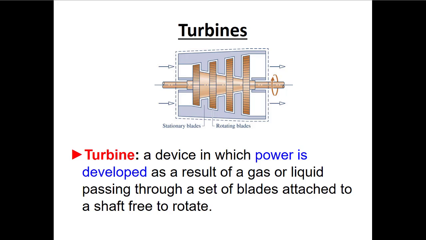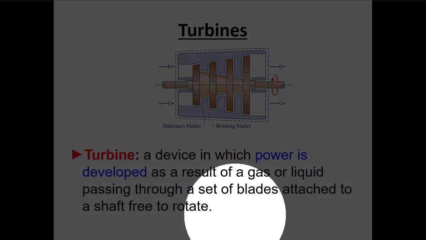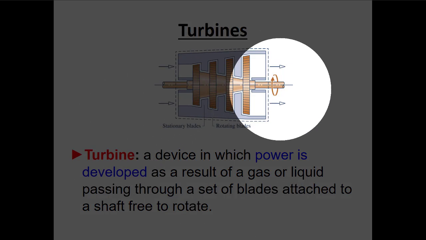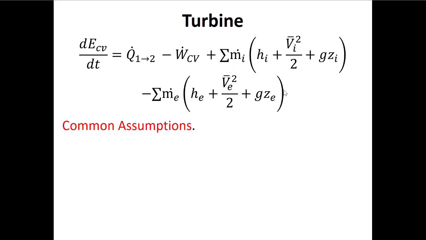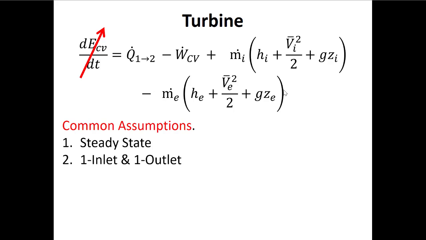So what about turbines, right? Like we've said, turbines are extracting power from the fluid. You have this high energy fluid that comes in and it turns these fan blades and turns this shaft. Here there are fan blades inside, so the power term is going to be important. Again, we start with our first law. Steady state, so that first term goes away. One inlet, one outlet, so the summation sign goes away.